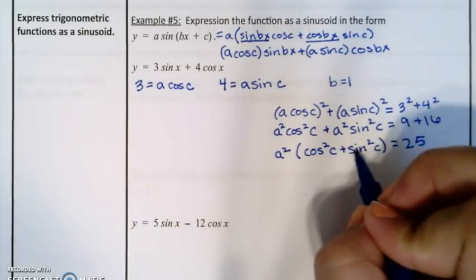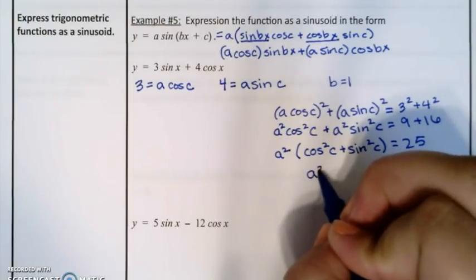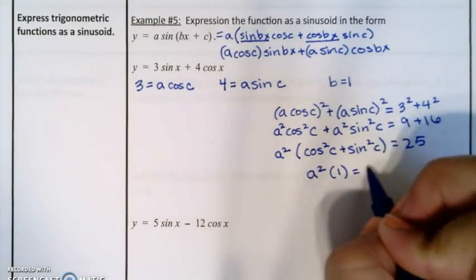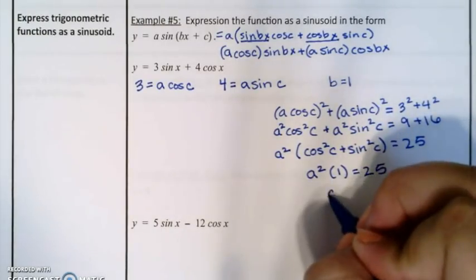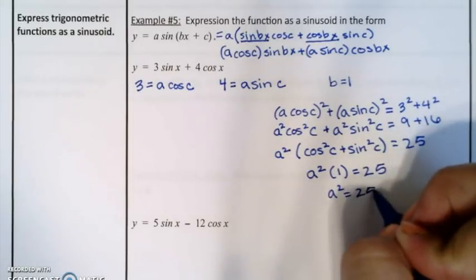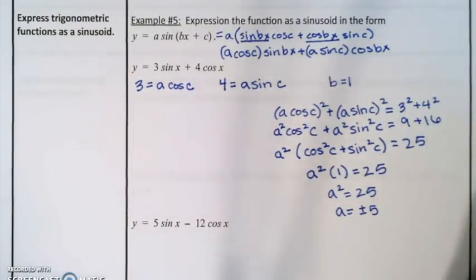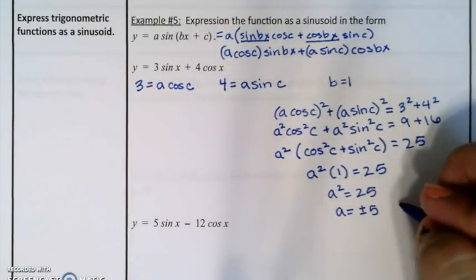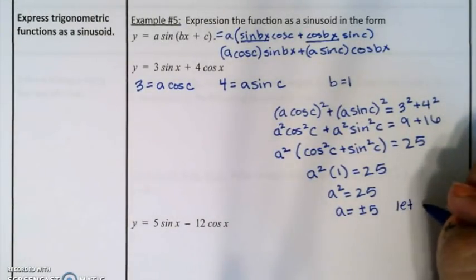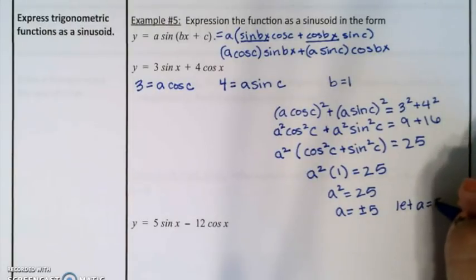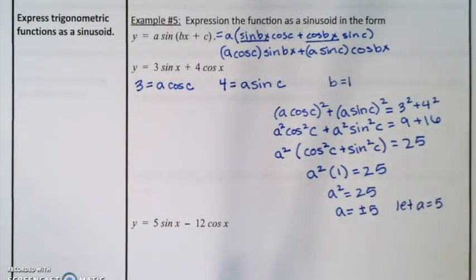So now we have that Pythagorean identity. A squared times 1 equals 25. So a squared is 25, and a is plus or minus 5, taking the square root of both sides. And we can just say, I want to let a be 5. So either of those could work. We're selecting the positive one because it will be easier to work with.